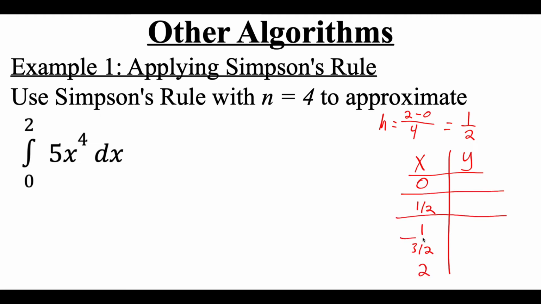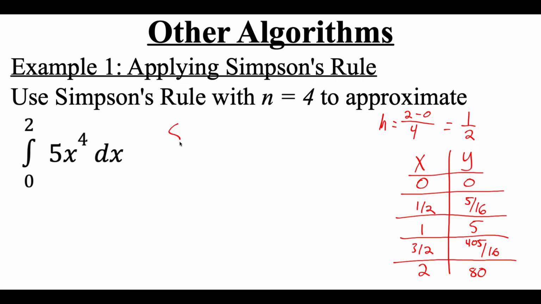Now I need to take all of those x values and plug them into this 5x to the 4th. If I plug in 0, I'm going to get 0. If I plug in a half, I'm going to end up getting 5/16. Plugging in 1, I'll get 5. Plugging in that 3 halves, I'm going to get 405 over 16. And then lastly, plugging in 2, I'm going to get 80.